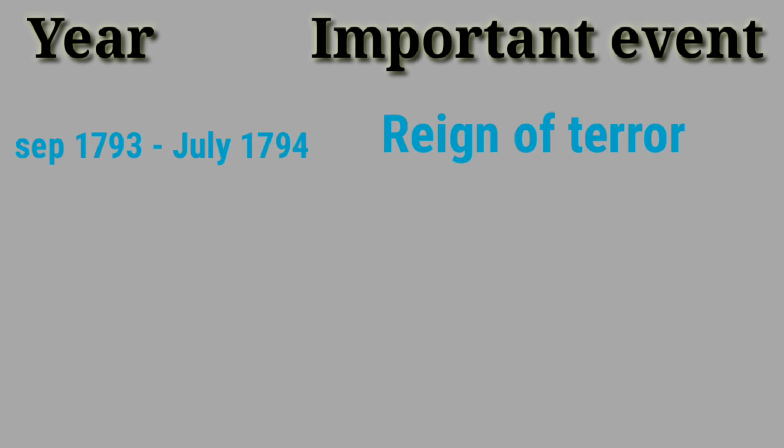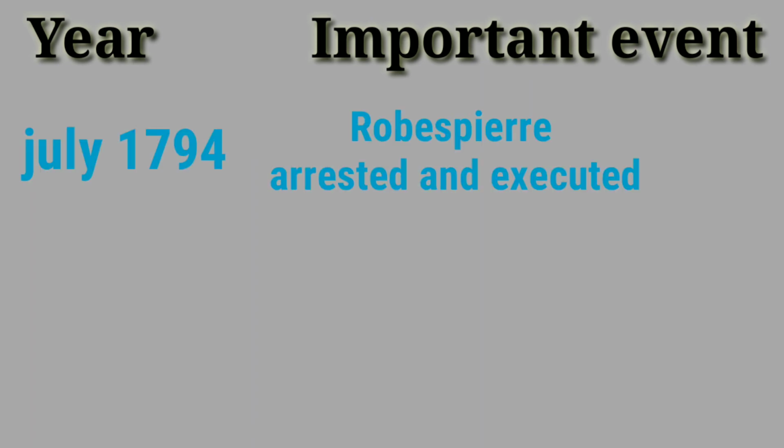Then September 1793 to July 1794. This time period is basically the period of the Reign of Terror. So you have to remember this. Then in July 1794, Robespierre was arrested and executed. Robespierre was the leader of the Jacobin Club, and he had started all of the Reign of Terror. So he was arrested and executed in July 1794.